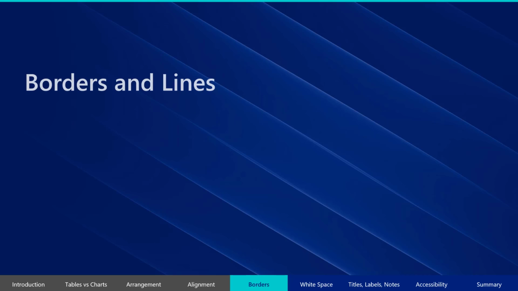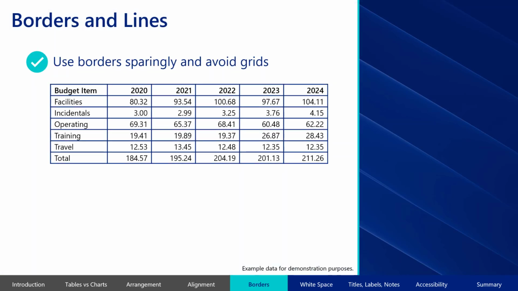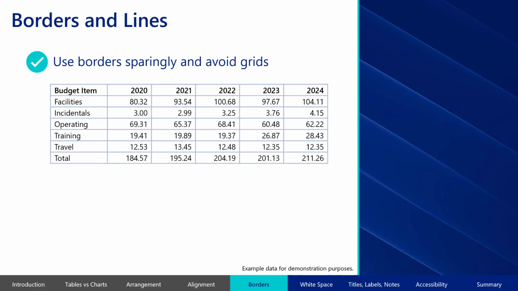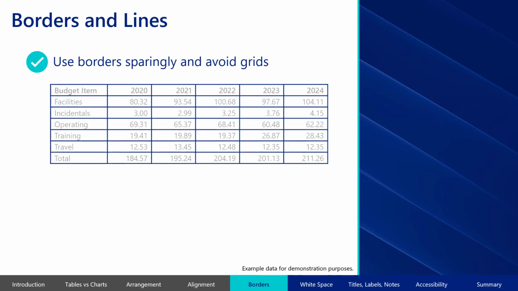There are some stylistic choices you can make in the design of your tables that will help your audience read and understand the data better. One such choice is the use of borders and lines. When designing your tables, use borders and lines sparingly and avoid grids. Heavy grids can make it difficult to scan across rows. You want your audience to pay attention to the data and not to the design elements of your data table.